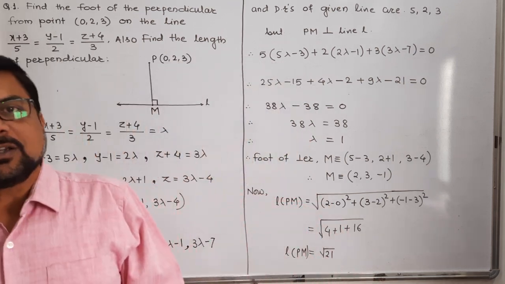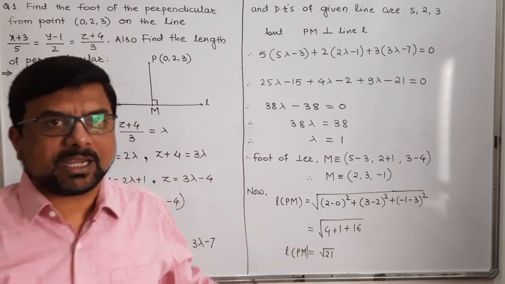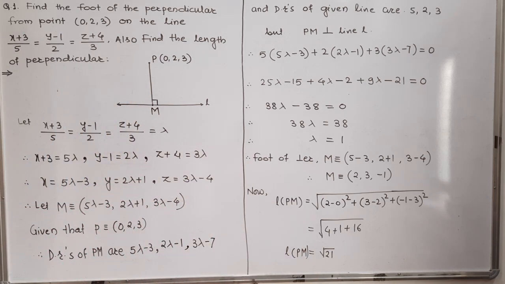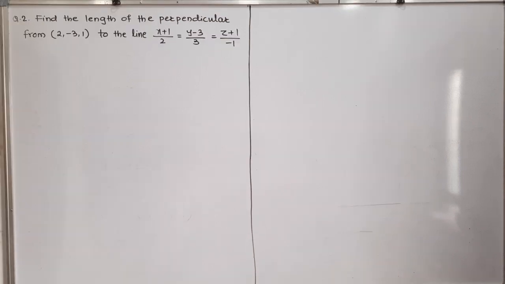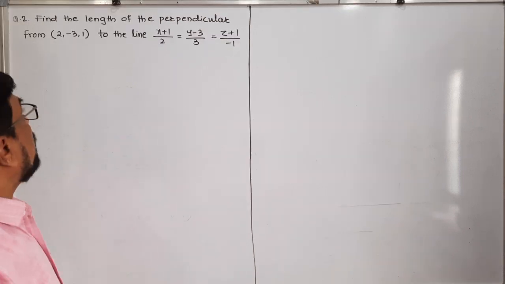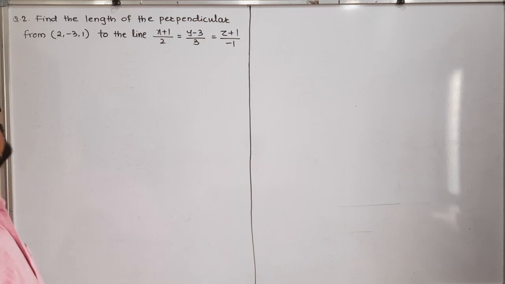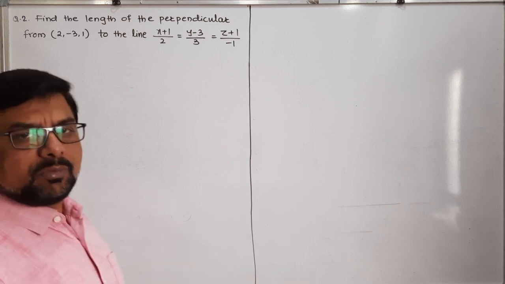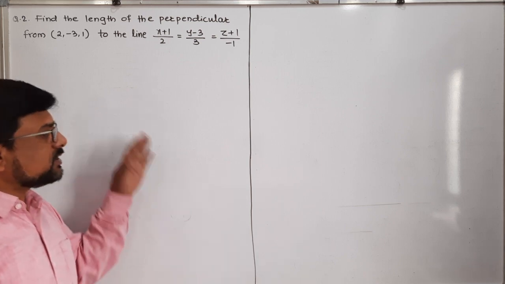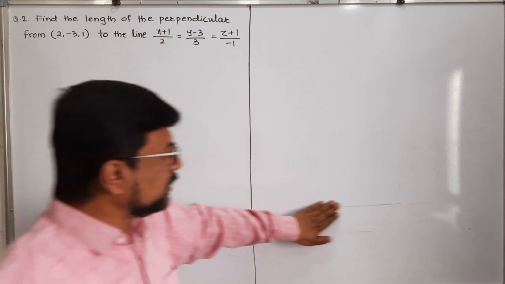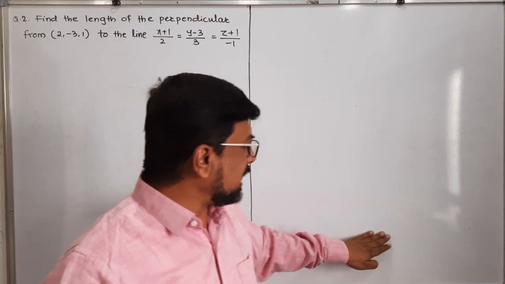Okay, we'll continue with question number 2 again. Now look at question number 2. Find the length of perpendicular from the point 2, minus 3, 1 to the line x plus 1 upon 2 is equal to y minus 3 upon 3 is equal to z plus 1 upon minus 1. We can use the same procedure for this question also, which we have done in the last question.